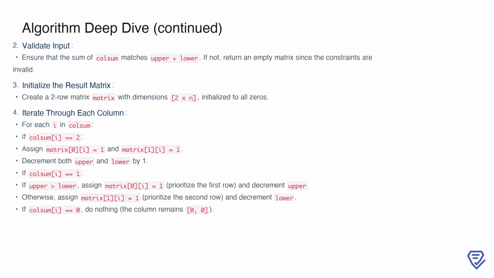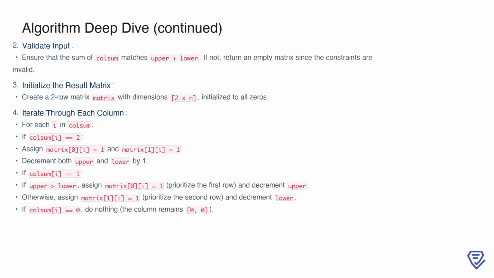Once the input is validated, we initialize the result matrix. This is a 2D list with 2 rows and n columns, where all values are initially set to 0. Then, we iterate through each column of colsum. When colsum[i] equals 2, we assign 1 to both rows in that column, i.e., matrix[0][i] equals 1 and matrix[1][i] equals 1. We then decrement both upper and lower by 1, as we've allocated a 1 to each row.